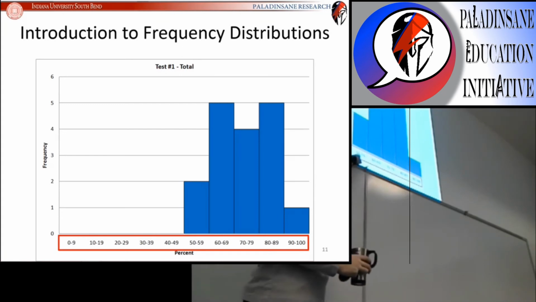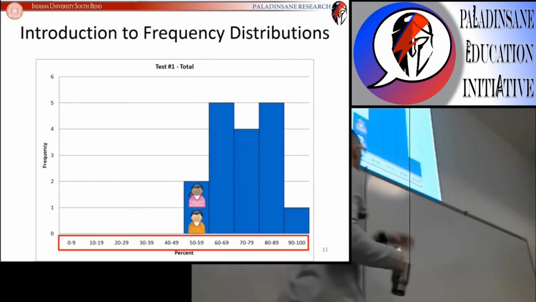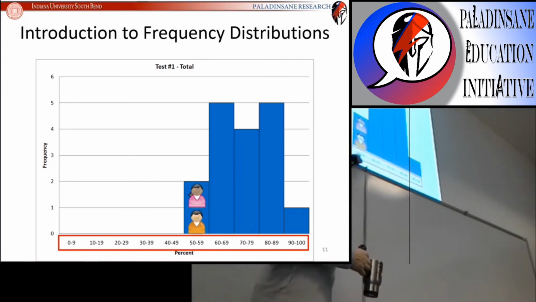But then once we get to 50 to 59 out of 100, we find out that some people scored that amount. And specifically, we have 2 individuals that achieved that score. So it's the frequency of individuals that achieved a particular score. And the way I like to think about it is this is almost like an apartment building where people live, and their score is the address that they live at. So 2 people here live at a score of 50 to 59.